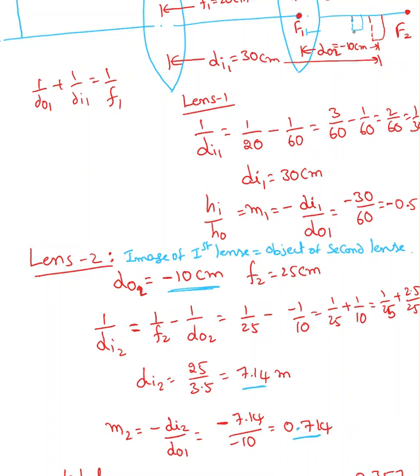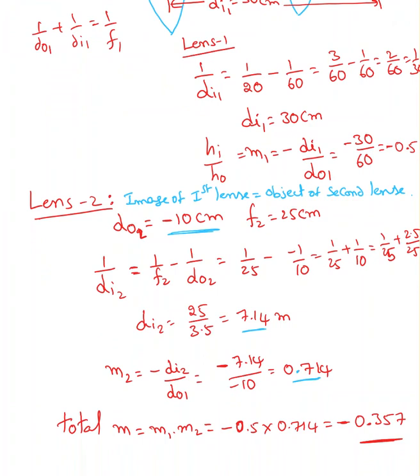It's on the same side. Okay, it is not inverted. But when you look at the overall magnification factor, it is M1 times M2, which is minus 0.5 times 0.714. We end up with a negative 0.357. So the overall magnification factor is negative. So the final image compared to the first one is inverted.